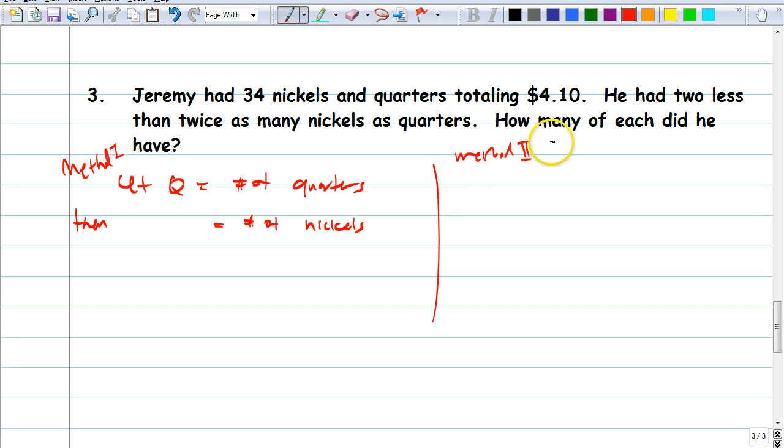This one you could do in 2 ways because they give you more information than you need, turns out. So you could let Q be number of quarters again. And just like Michael said, it says 2 less than, so it's going to be something minus 2, right? What is that something that we're subtracting from? Remember less than, you got to switch the order around. What is that other one? It says he had 2 less than what? Twice as many nickels as quarters. So what do we write here? 2Q equals the number of nickels, right?